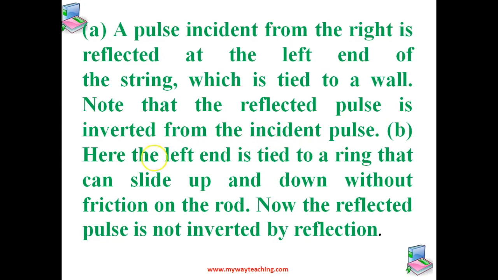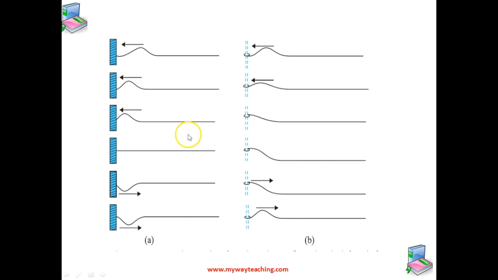In figure B, the left end is tied to a ring that can slide up and down without friction on the rod. Now the reflected pulse is not inverted by reflection. Here, the left end is free, and the reflected wave is not inverted in this particular case. Whereas in figure A it is inverted, isn't it?